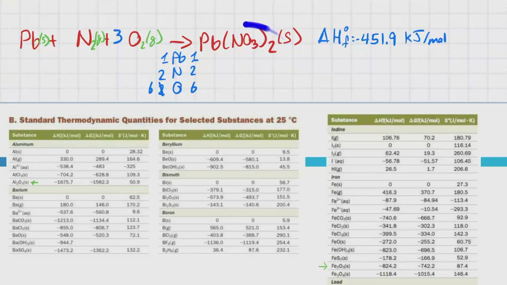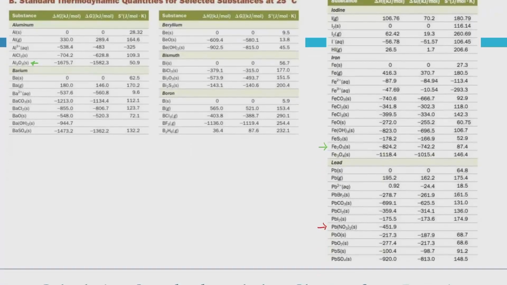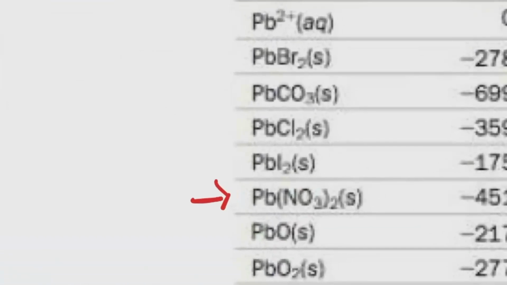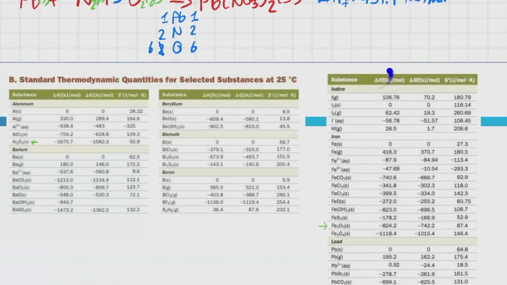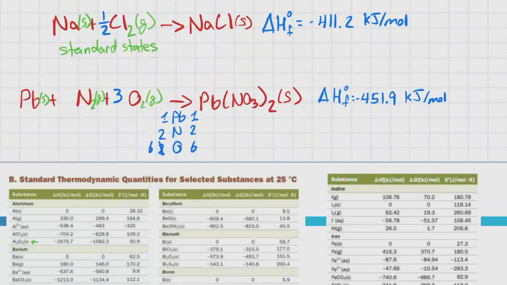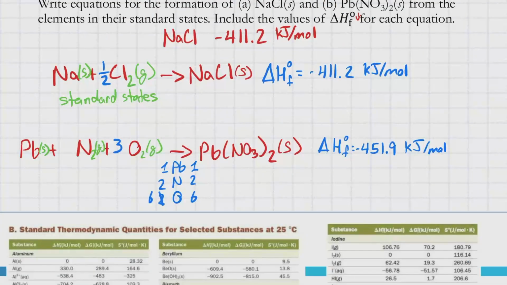So for PbNO3, lead is our main element here. So we find the lead heading, and then we've got lots of different lead compounds. We picked the one, computer enhance, we picked the one that had the same formula, PbNO3. And we took the delta H because we haven't learned about Gibbs free energy, or I forget what S is. So we just pick the one that matches.